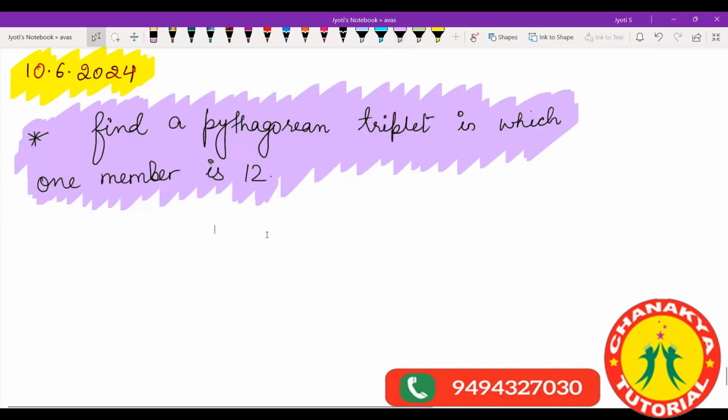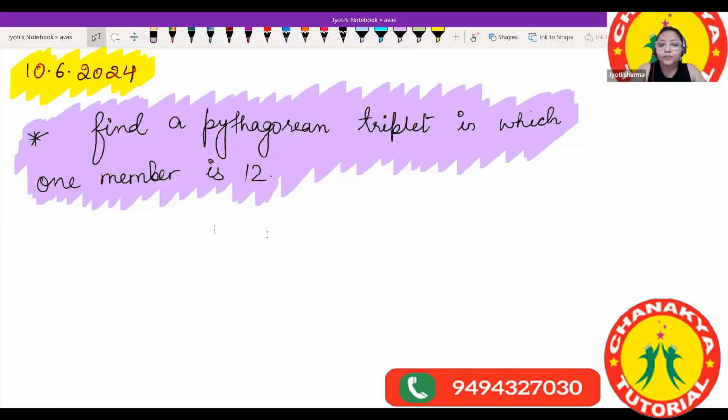Ma'am, is it like the smallest number or any number? No, this time I have given you a general thing. I have not mentioned whether it is the smallest or greatest. I have just given you a simple question. You need to find the Pythagorean triplet. One member is 12. Let's see how you are going to do it.